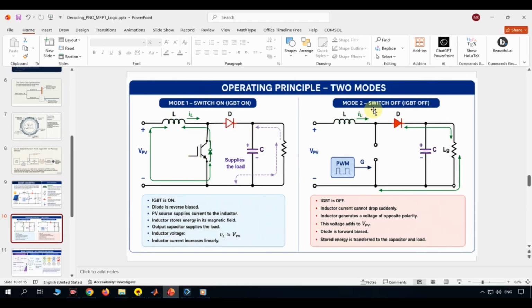In the second mode, the switch is off. When the PWM signal turns the IGBT off, the magnetic field inside the inductor collapses. According to Faraday's law, the inductor opposes the sudden decrease in current by generating a voltage of opposite polarity. This induced voltage is added to the PV voltage. As a result, the diode becomes forward biased, and the stored energy is transferred to the output capacitor and the load.